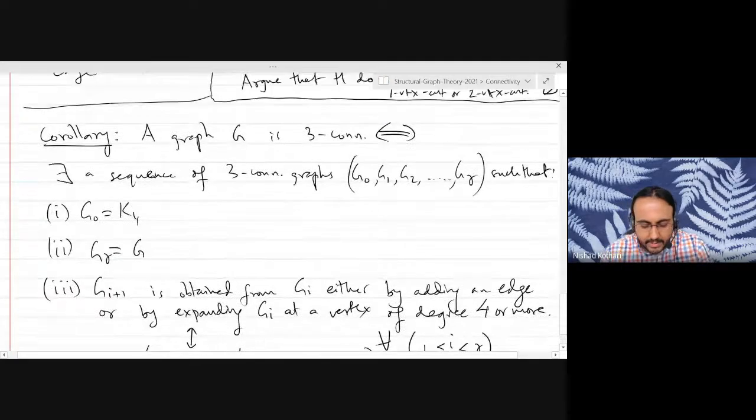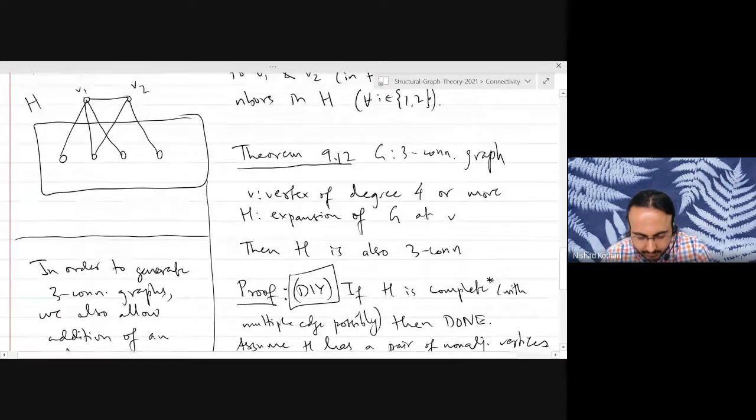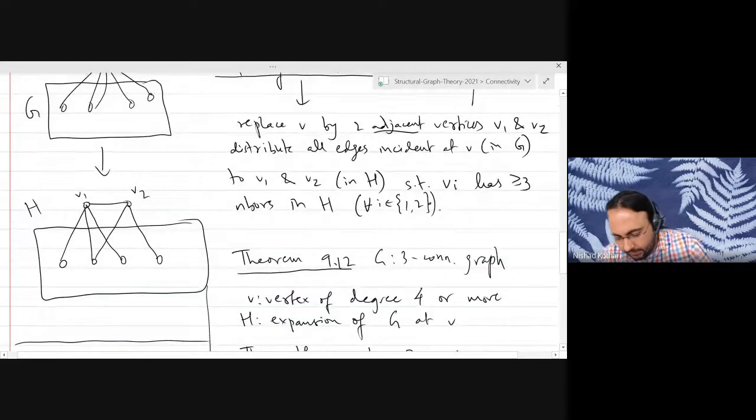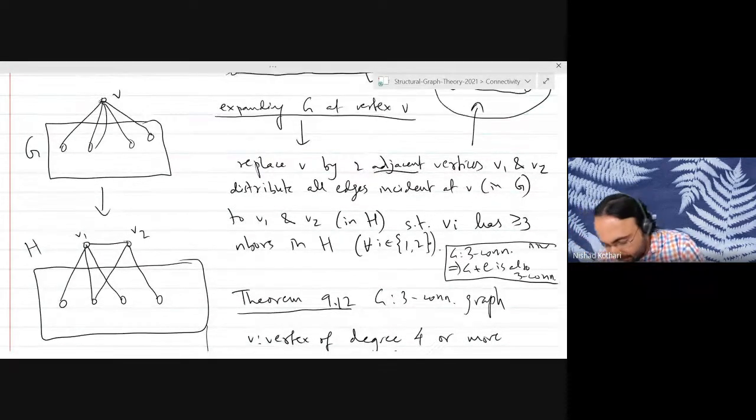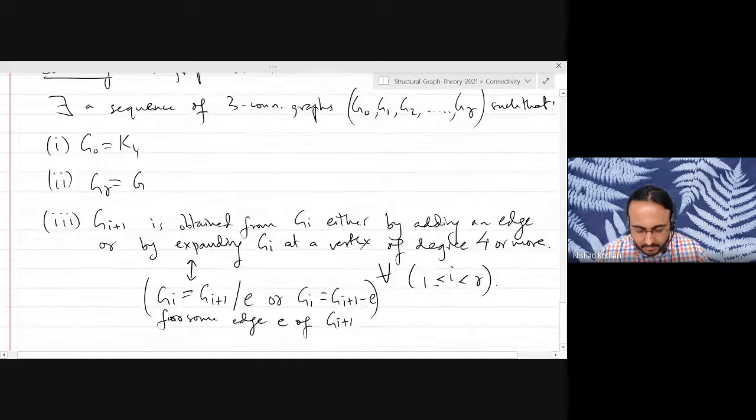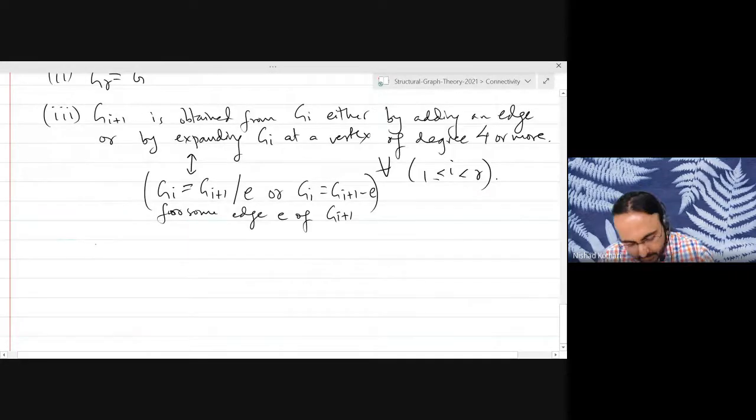Well, notice that if you start from some graph G0, K4, and you keep doing addition of edges or expanding vertices, then you will get a 3 connected graph by the previous theorem. Okay, by this theorem and the very easy statement that if G is 3 connected, then G plus another edge e is also 3 connected. Right? So if you add an edge, then clearly the graph will be 3 connected. And by this theorem, if you expand the vertex, the graph will still be 3 connected. Okay? So if you get such a sequence, yeah, go ahead.